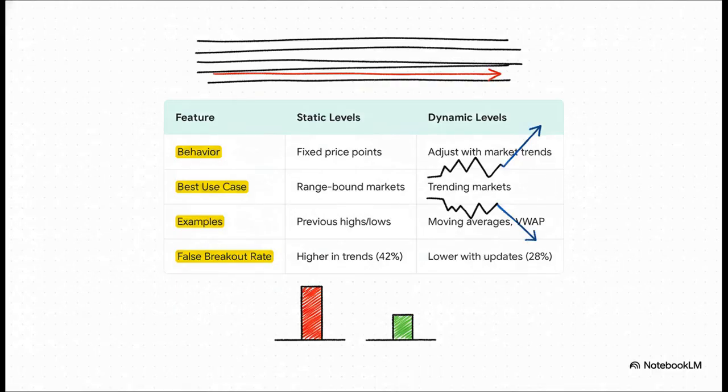Static levels are those fixed horizontal lines we've been looking at. They're awesome for markets that are just chopping back and forth. Dynamic levels, on the other hand, are things like moving averages, or VWAP. They actually move with the price, which makes them way better for markets that are clearly trending up or down. And get this, see that data point? Dynamic levels tend to have fewer false breakouts because they adapt to the market in real time.